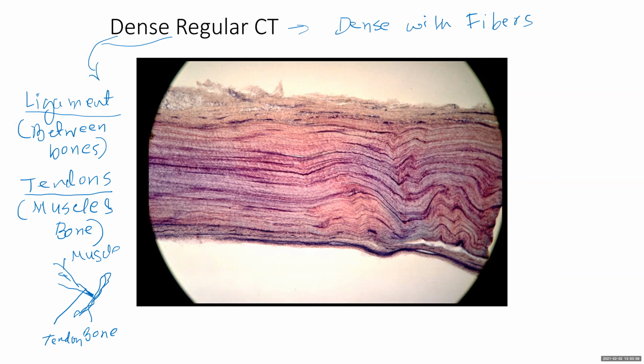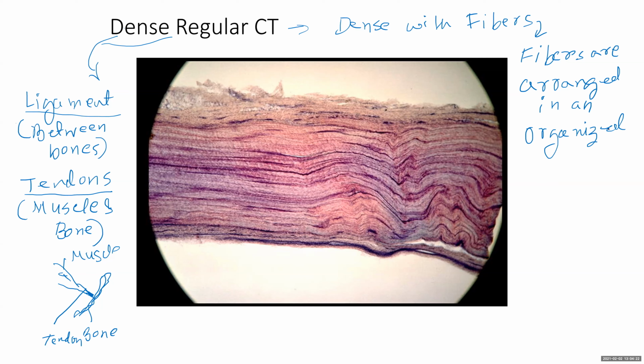So the dense regular connective tissue, you call it regular because the fibers that are present in the dense regular connective tissue, these fibers are arranged in an organized manner. So you can say that dense regular is called regular because it has highly organized fibers. What type of fibers? The same fibers that we looked at, collagen, elastic.